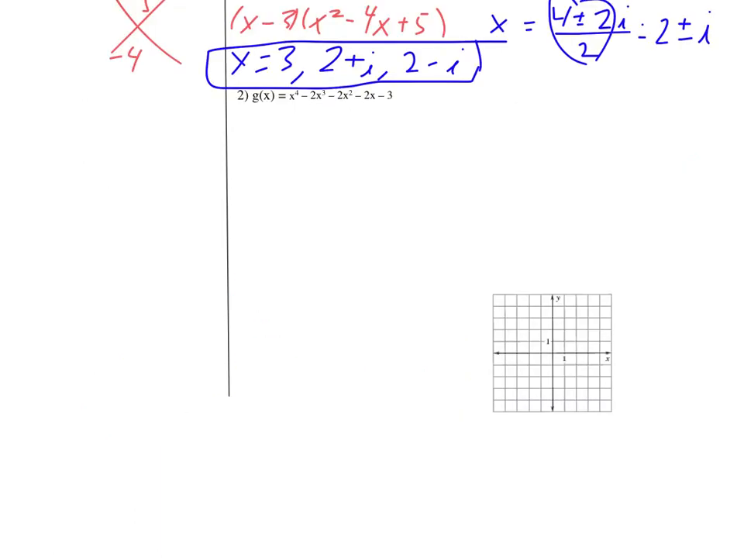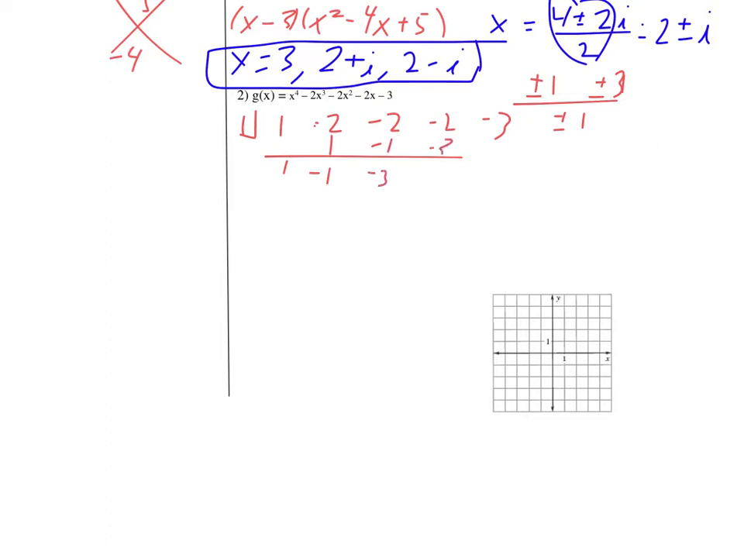All right, next up here, number 2. For this one, we have 5 terms, so grouping is never going to work. So I'm going to just go ahead and jump into my plus or minus 1, plus or minus 3 over plus or minus 1. I like to try 1 first. So I'm going to do that. And yeah, that's not going to work because I can see it's just getting more and more negative here. So let's switch over to negative 1.